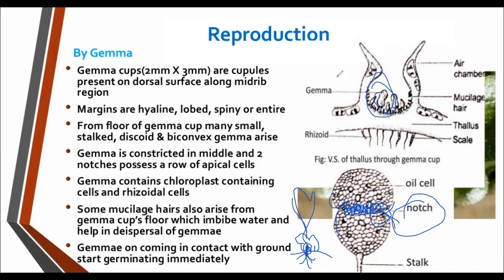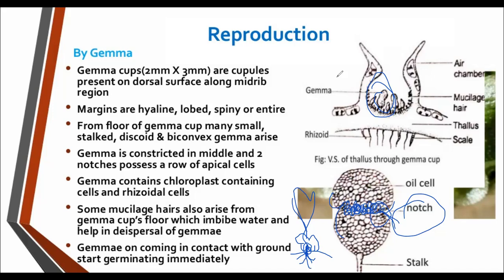This gemma cup has a number of dumbbell shaped or convex shaped structures, which have a small stalk on the interior part of the gemma cup, and this biconvex shaped gemma helps in the vegetative reproduction. These gemmas are green, photosynthetic in nature. They are biconvex because they have a central constriction. In the constricted region, there are a number of cells which thicken the gemma. So this is called the gemma notch.